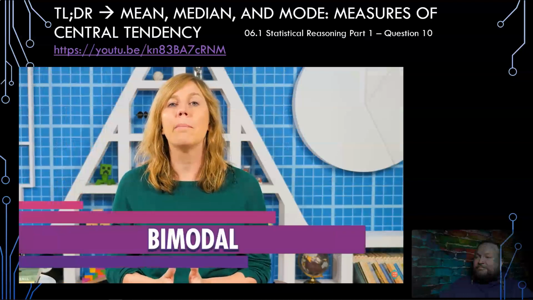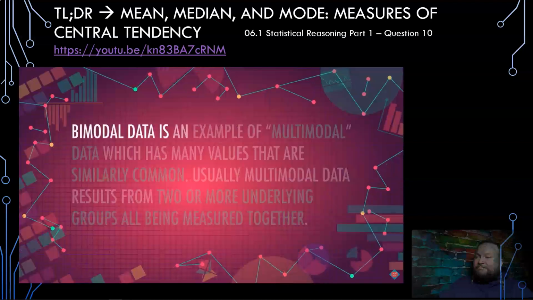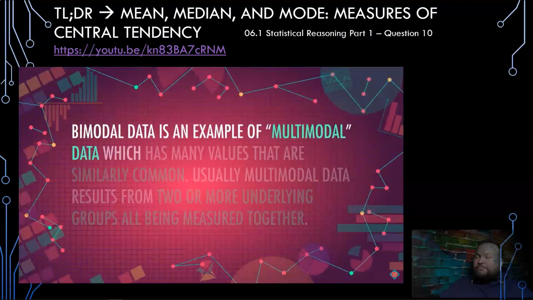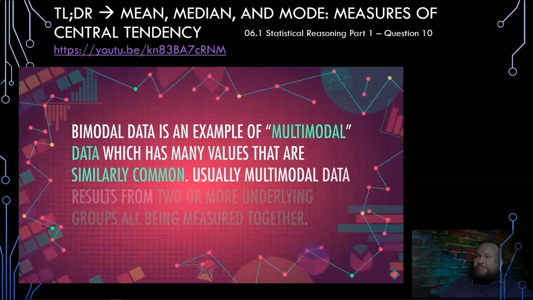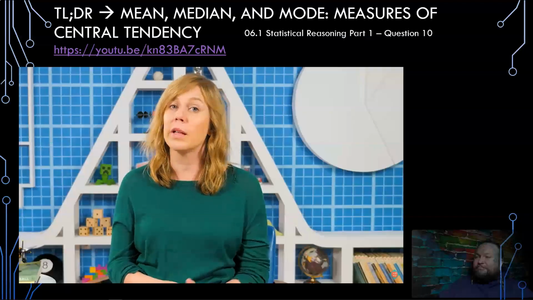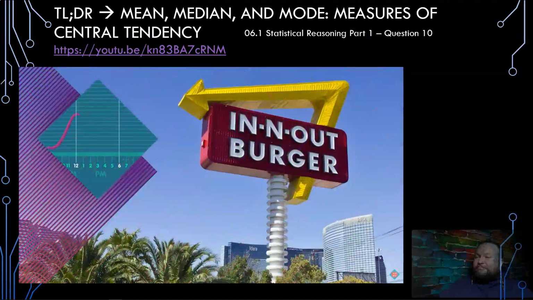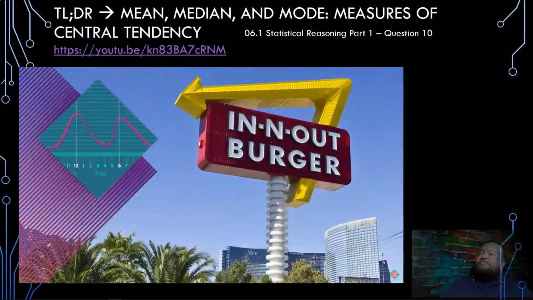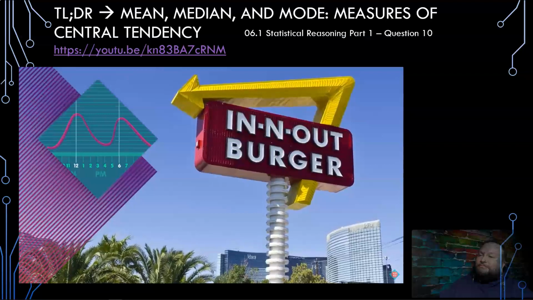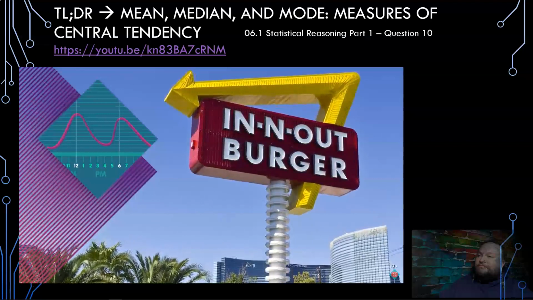These reviews are called bimodal because there are 2 values that are most common. Bimodal data is an example of multimodal data, which has many values that are similarly common. Usually multimodal data results from 2 or more underlying groups all being measured together. In the case of our book, the 2 groups were the love it 5-star group and the 1-star group. Or for another example, if we made a graph of the times customers went to In-N-Out, we'd probably see 2 peaks because there's 2 groups of people, one around lunchtime and one around dinner time.